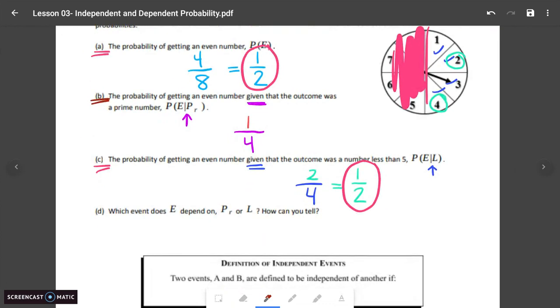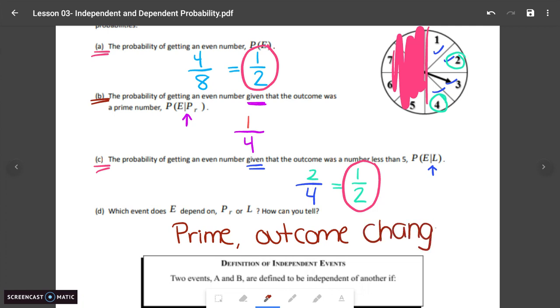So which event does E depend on? In this case, it depends on it being prime. And the reason we know is because the outcome changed. Okay, so we started as being even, as 1/2, but when you put that restriction, it changed it. So there was dependence there.